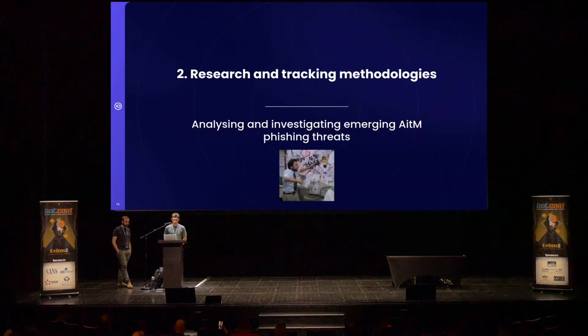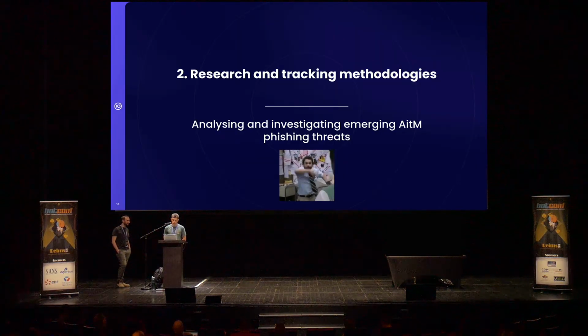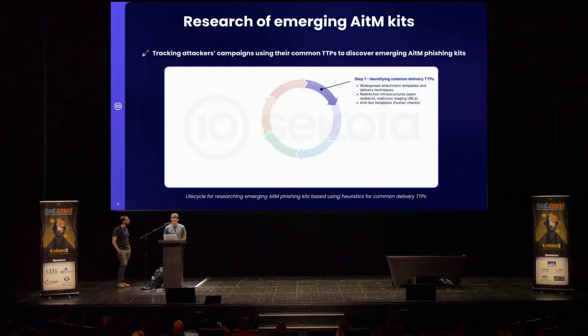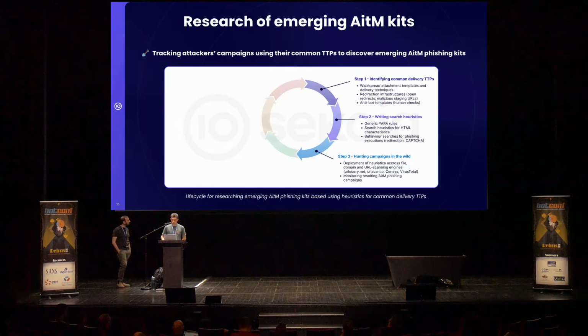And now that we have seen the AitM phishing kits, the TTPs, and the PhaaS model, let's dig into some research and tracking methodologies that we apply to find emerging AitM phishing kits. At Sequoia, one of our goals is to discover the new emerging phishing kits, to further analyze them, track them, and detect them. For that, we have this approach. The first step consists in identifying the common delivery TTPs used by cybercriminals, as discussed previously. After that, we write some search heuristics based on these common delivery TTPs with the aim to hunt for new campaigns in the wild.